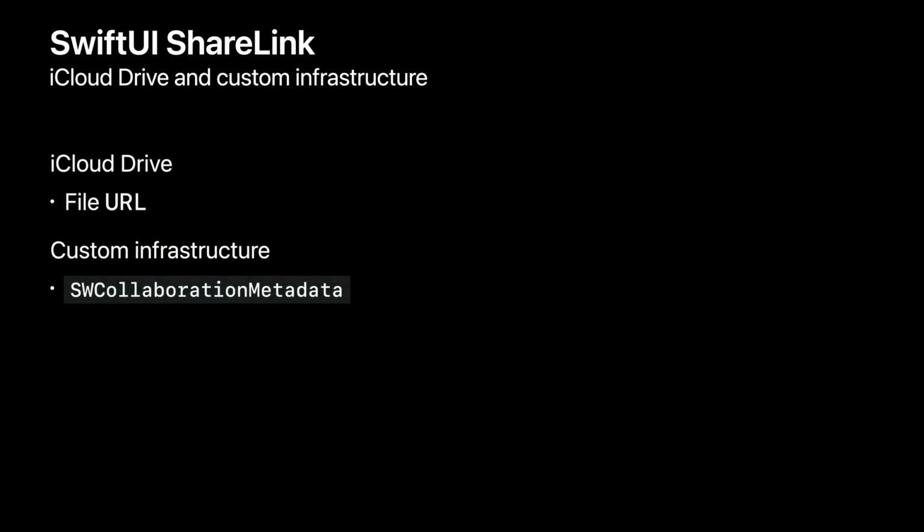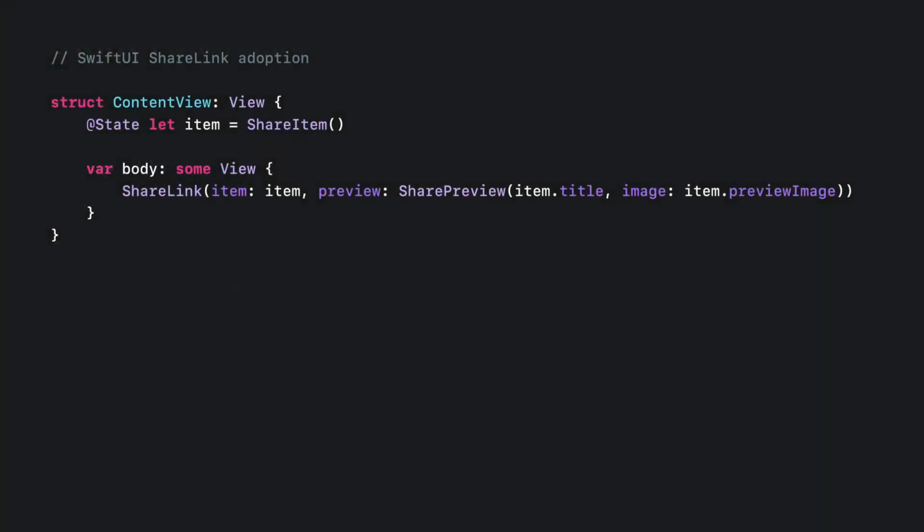For iCloud Drive adopters, your file URL is the transferable object which you share through ShareLink. If you have a custom collaboration infrastructure, watch the Integrate Your Custom Collaboration App with Messages video for how to return an SWCollaborationMetadata object from your transferable object. Once you have your transferable object, pass it to the ShareLink initializer as the item to share. At the same time, pass in a preview with a title and image to fill in the ShareSheet header.